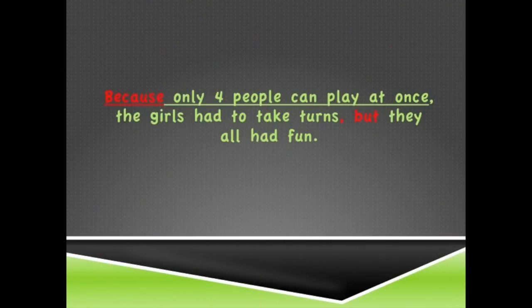Find out why this is a compound complex sentence by identifying the independent and dependent clauses in the sentence. I highlighted the conjunctions in red. Because is one of the most common subordinating conjunctions, and it's right here at the beginning of our sentence. So now I know, because only 4 people can play at once is a dependent clause starting our sentence off at the beginning. Next, I can see the coordinating conjunction, but.